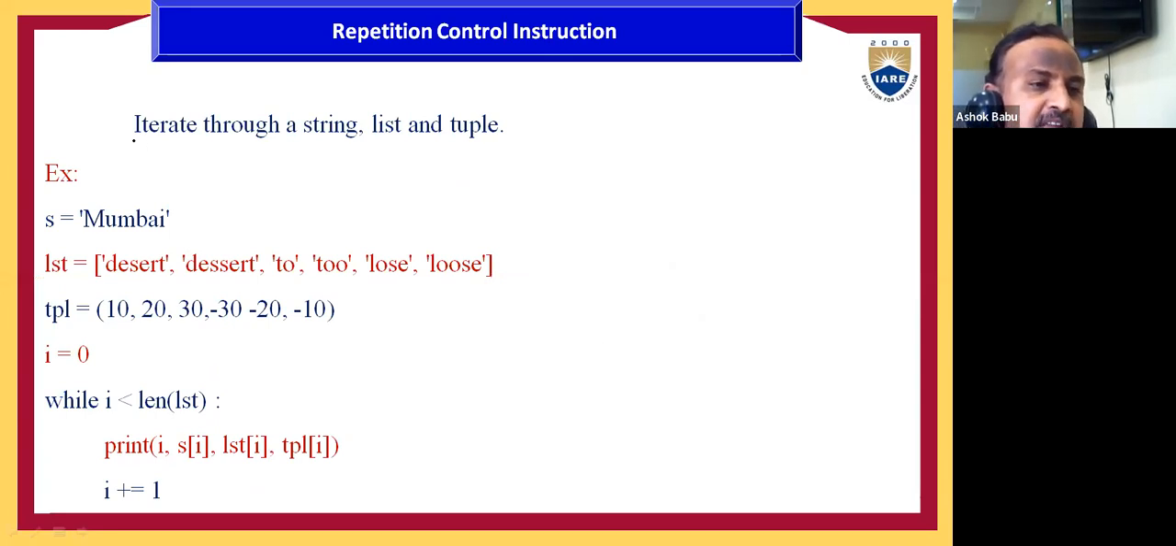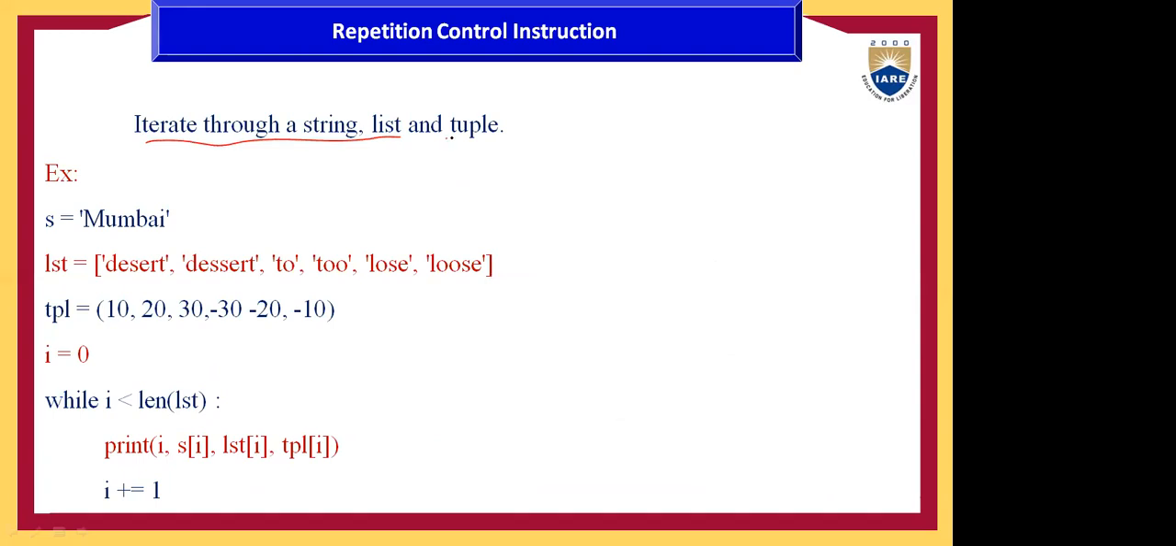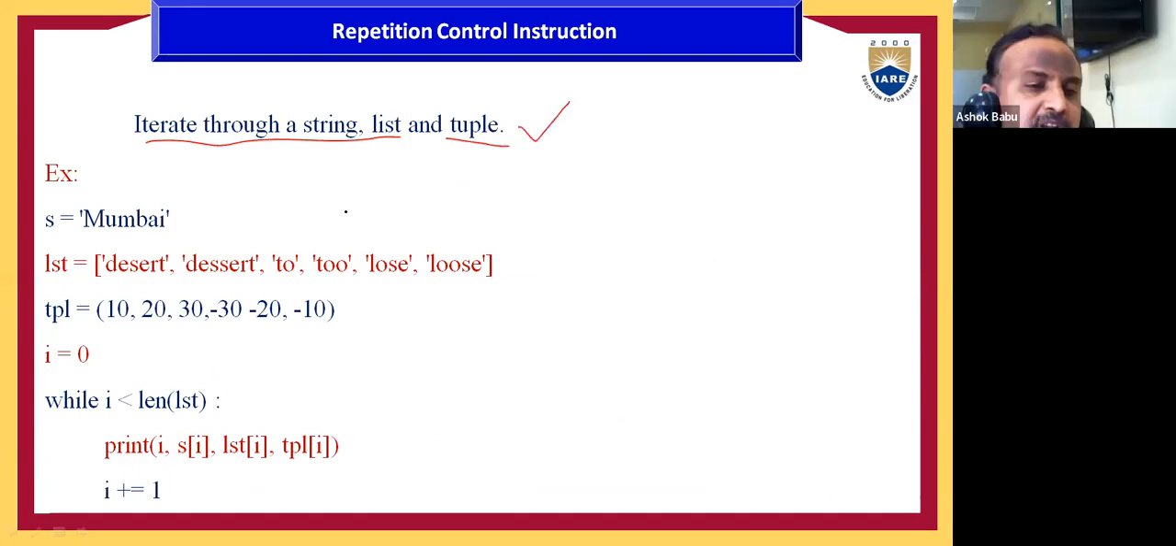Yes, the new program is iterate through a string, list, and tuple. We are iterating the program using string, list, and tuple. So it is an example program. Let us assume S is some variable. A string is assigned to the variable S. Mumbai is a string, and the Mumbai string is assigned to the variable S.